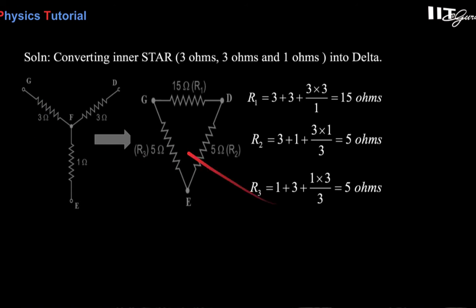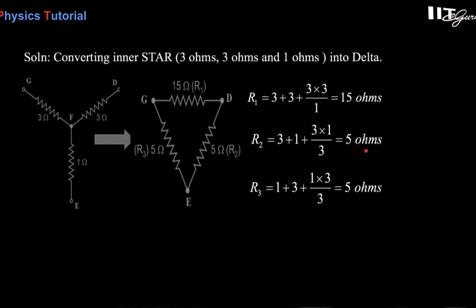Now what about R3? R3, that is between G and E. Between G and E, the opposite to the G and D point is the 3 ohm. This will be in the denominator, and 3 into 1 and 3 plus 1. Solving this, you will get 5 ohms. Here also 5 ohm, here 15 ohm.